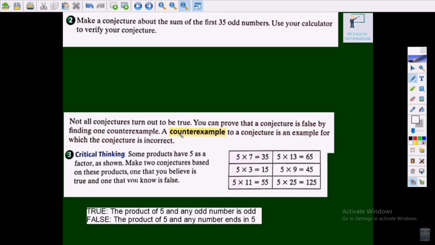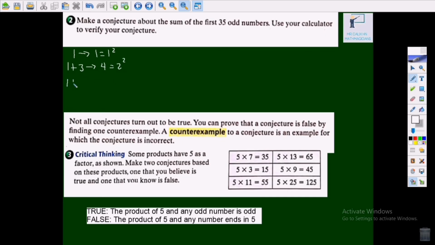Number 2 says, make a conjecture about the sum of the first 35 odd numbers. Use a calculator to verify your conjecture. So we have 1, that we know that 1 is equal to 1, that is actually equal to 1 to the square. If we add another odd number, 1 plus 3, this is actually equal to 4, that is 2 to the square. We're finding a pattern.